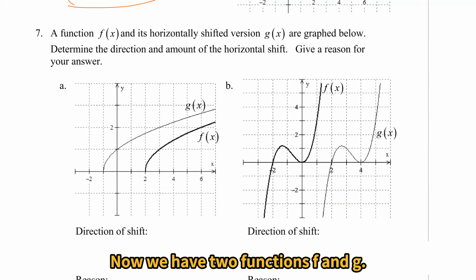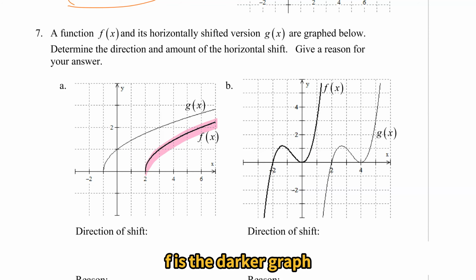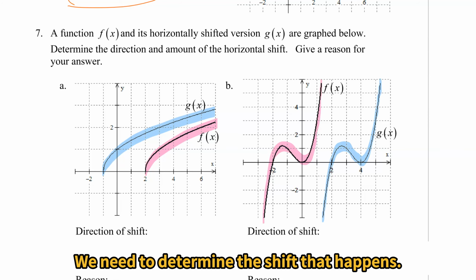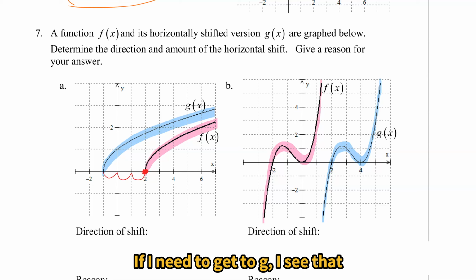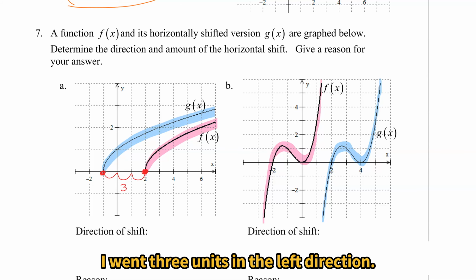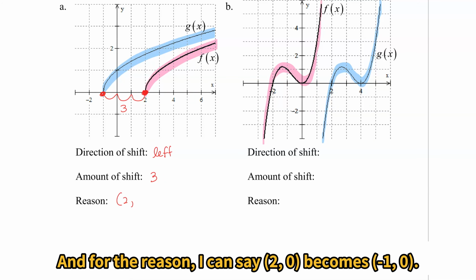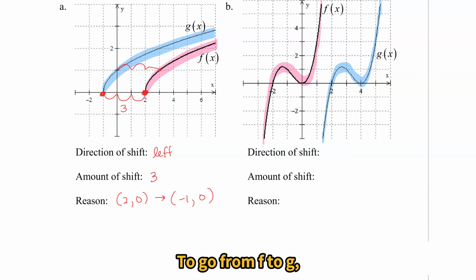Now we have two functions, f and g. F is the darker graph, g is the lighter graph, and we need to determine the shift that happens. It's a horizontal shift. If I start with f here, I have this point at 2, 0. If I need to get to g, I see that I went 3 units in the left direction, and for that reason I can say 2, 0 becomes negative 1, 0. And I see that that works for all of the points.